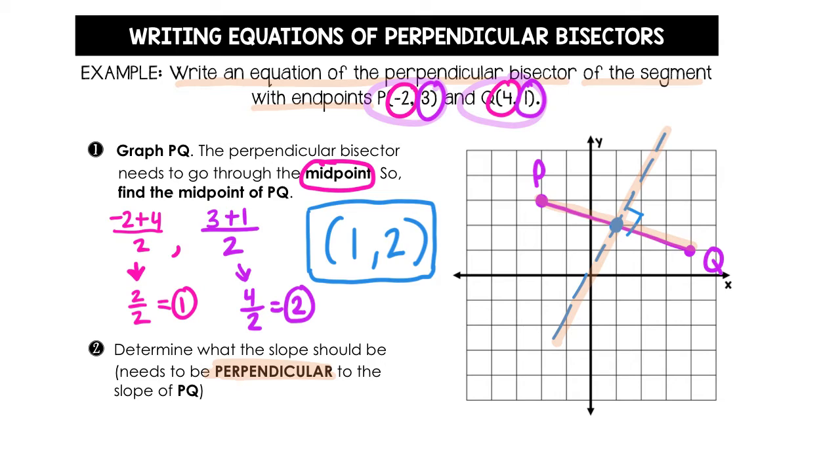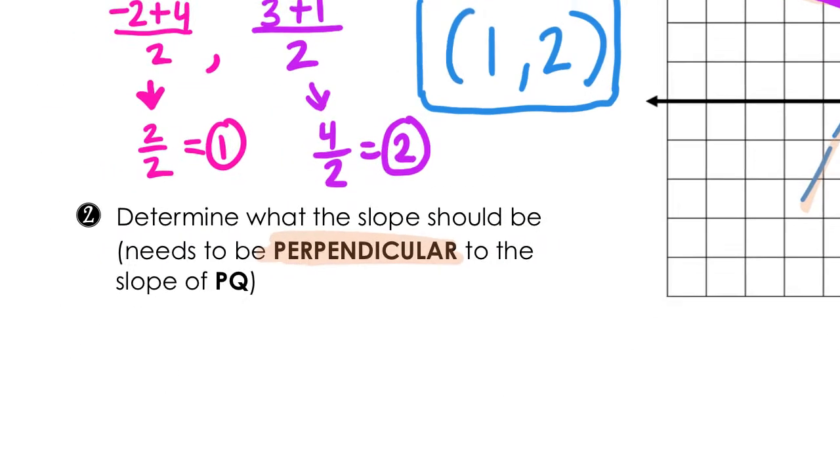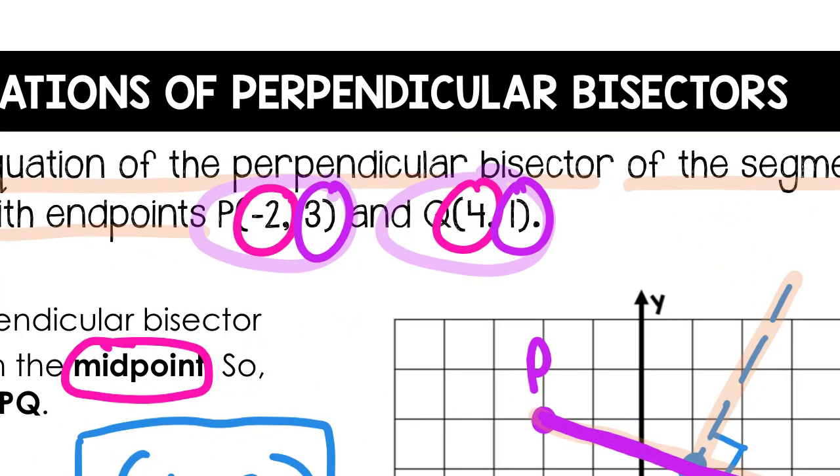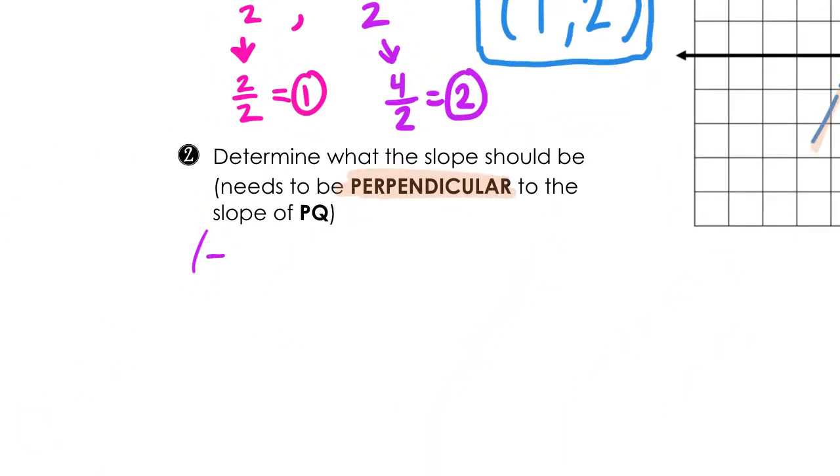So here's how we're going to do that. We're going to go ahead and find the slope of the segment first. Let's find the slope of PQ. Now there's two different ways to do this. You could just use the coordinates. So what were the coordinates of PQ? Let's look back up here. -2, 3, and 4, 1.